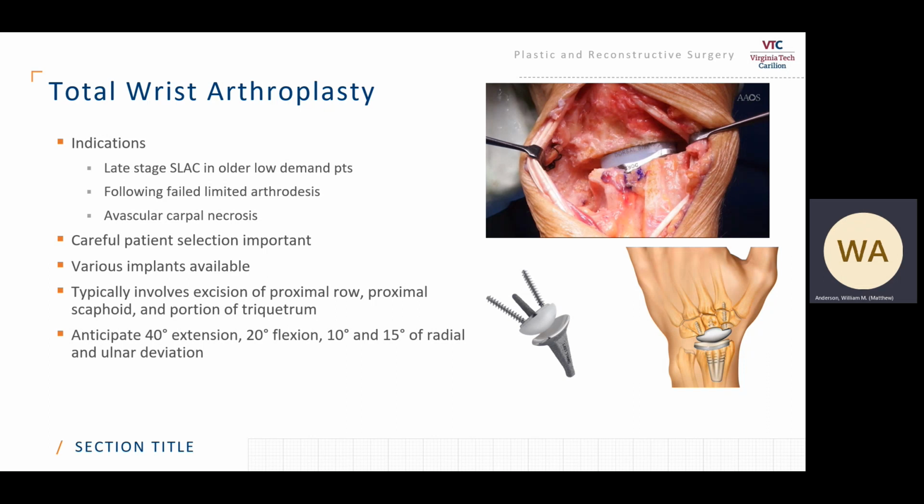Various implants are available. Various manufacturers produce these implants, all of which vary somewhat. The procedure typically involves excision of the proximal row, the proximal scaphoid, and a portion of the triquetrum. Post-operatively, patients can generally anticipate around 40 degrees of extension, 20 of flexion, and 10 to 15 of radial and ulnar deviation.